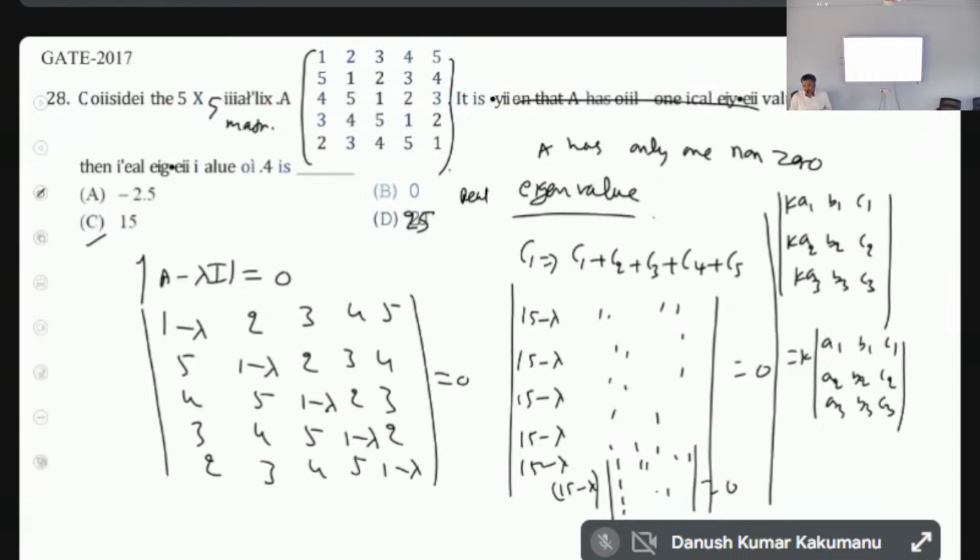So we should not expand the determinant of the characteristic matrix 15 minus lambda; it takes time. Is a 5 by 5 determinant expansion easy? No, it takes a lot of time. A 3 by 3 determinant is okay, but 5 by 5 takes a lot of time. This idea is required to answer it. Is it clear to all of you? What is the answer? Lambda equals 15. Understood? What have you done? C1 plus C2 plus C3 plus C4 plus C5.